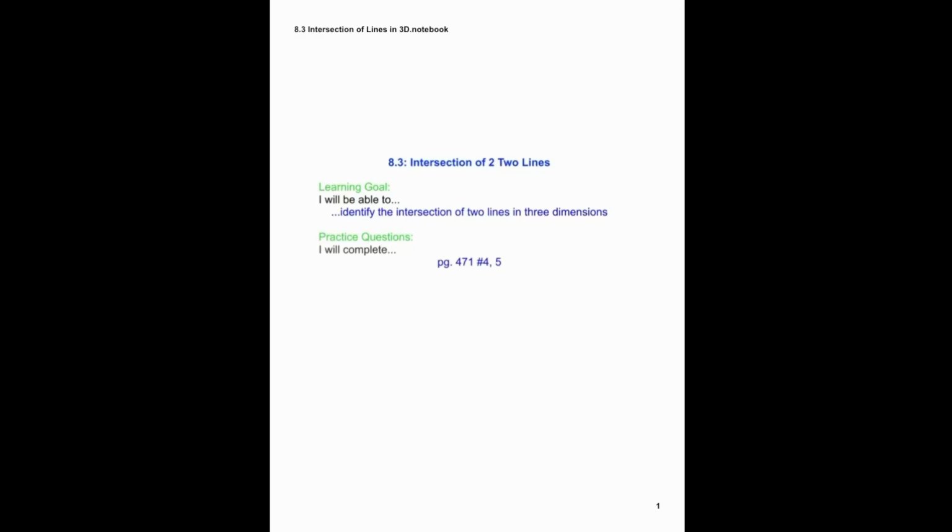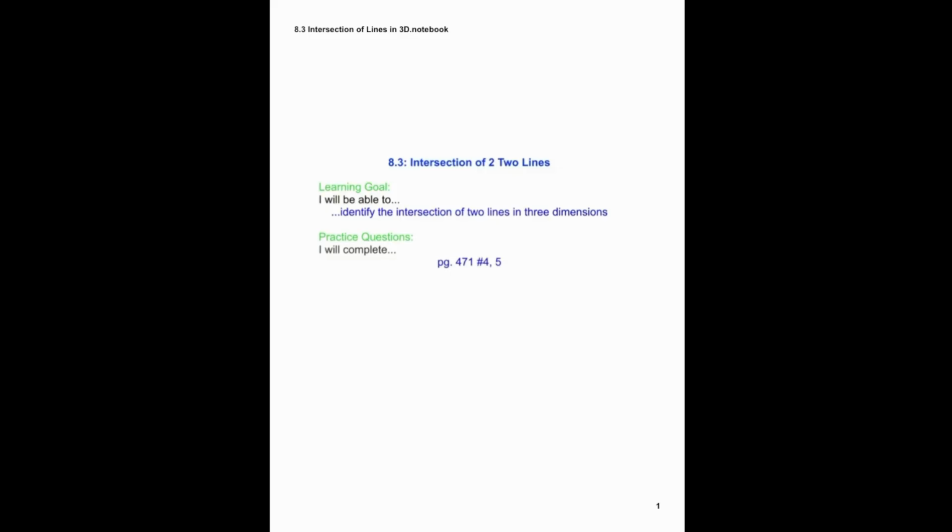In this lesson, we're going to bring together everything we've built so far: vectors, parametric equations, and geometric reasoning. Our focus, one of the most fundamental questions in mathematics and in the real world: do these two paths ever meet? In 2D, this is a familiar story. Lines either intersect, are parallel, or they're the same line.